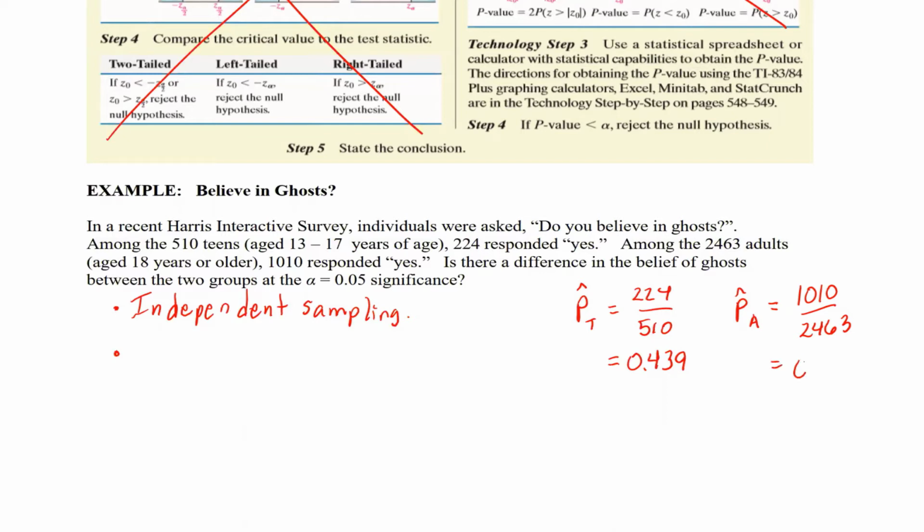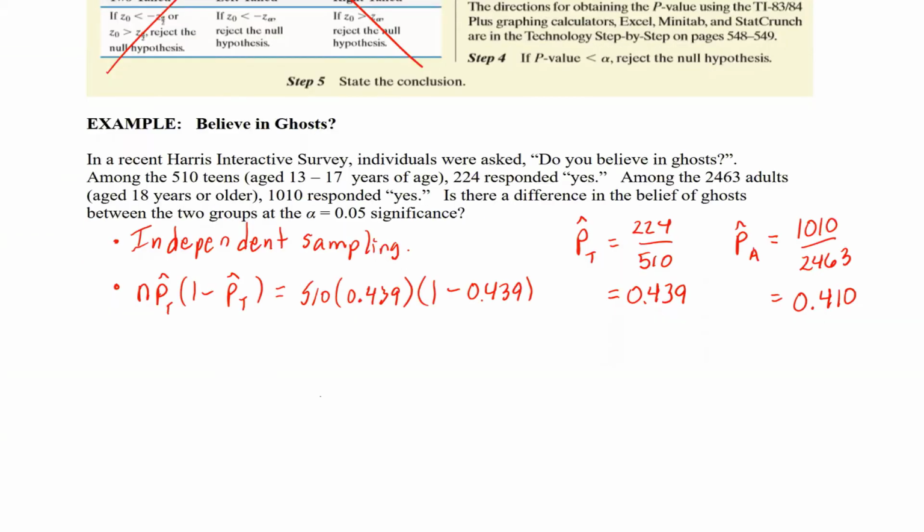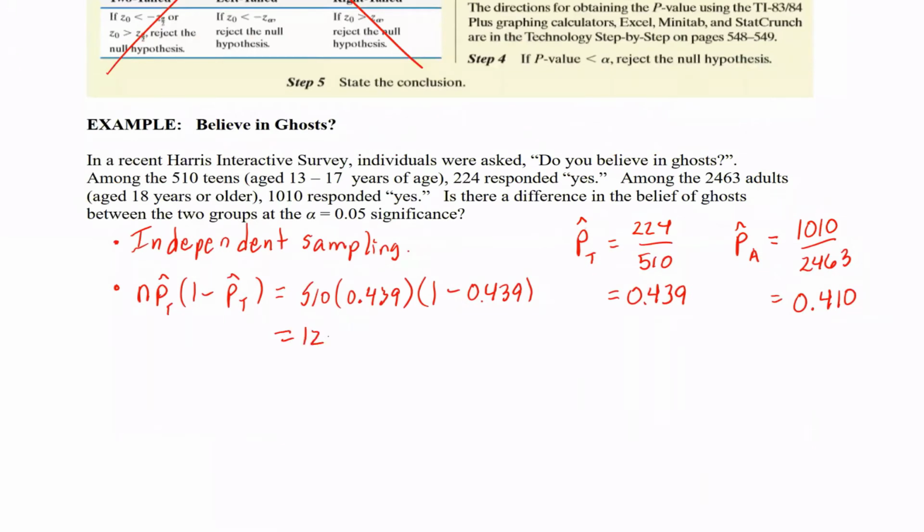That gives me a p hat of 0.410. Now what I want to do to get my normality condition is compute n times p hat for teens, and n times 1 minus p hat for teens. That would be 510 times 0.439, 1 minus 0.439. I'm getting 125.6, which is certainly at least 10.